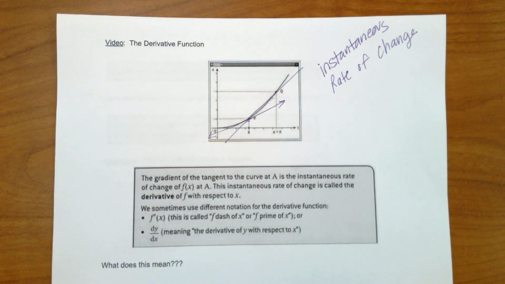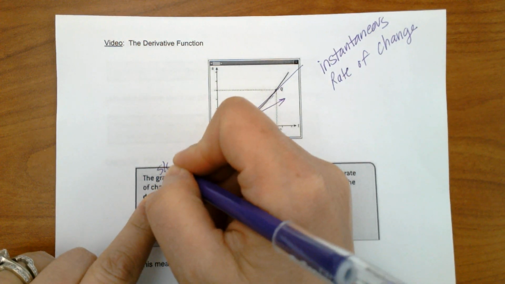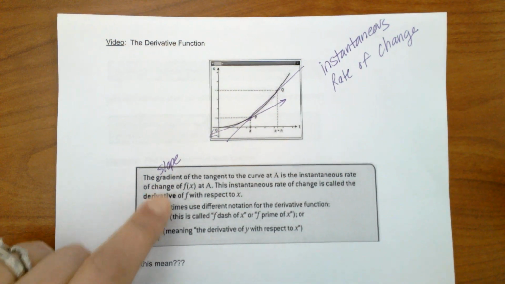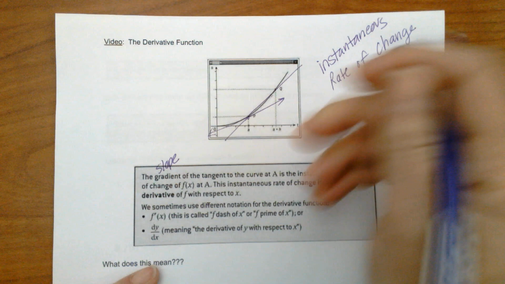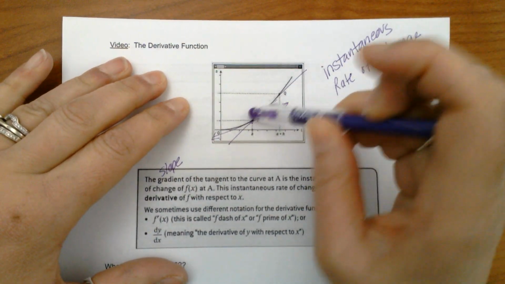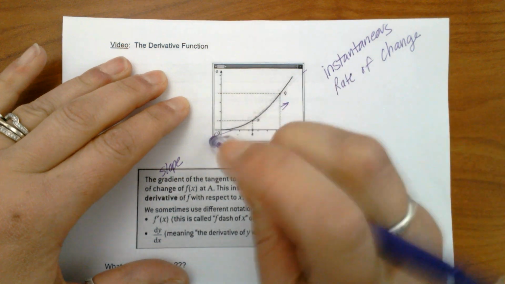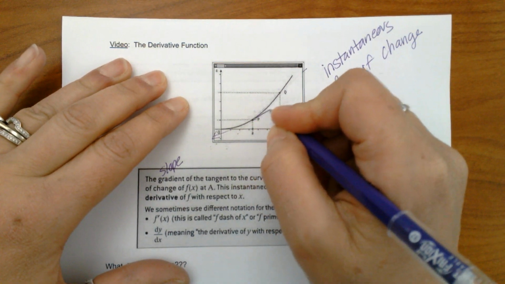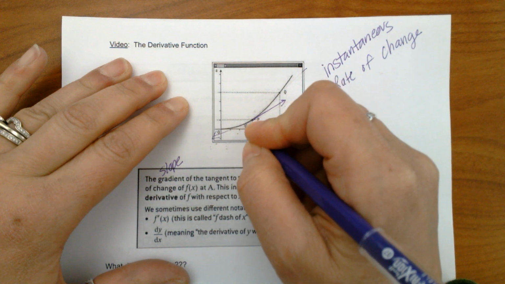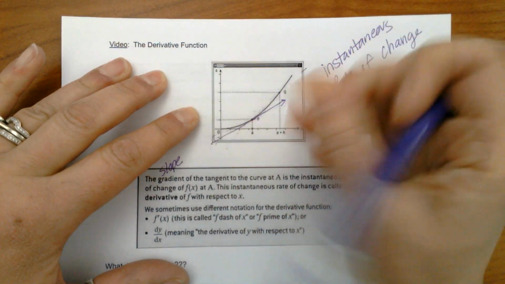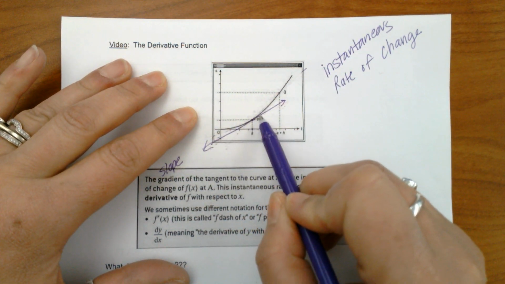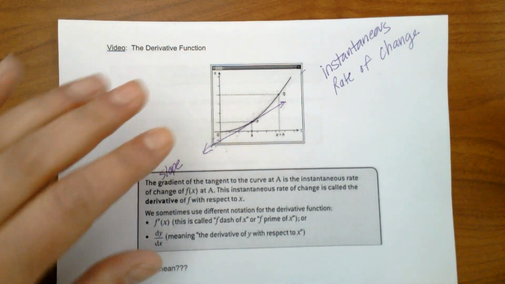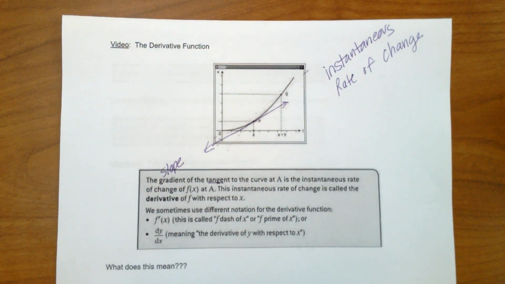So the gradient, now gradient is slope, which again is going to be our rate of change, of the tangent curve at A is the instantaneous rate of change of f of x at A. So what that means is, if we drew in, and I'm just going to erase this first line, what a tangent line is going to be at point P. This one says A. I tried to get the same letters. I'm sorry, everybody. But at a certain point, whether it's point P or point A, a tangent line is a line that comes in, touches the curve, and then goes back out. So that's what they mean by tangent to the curve at A.